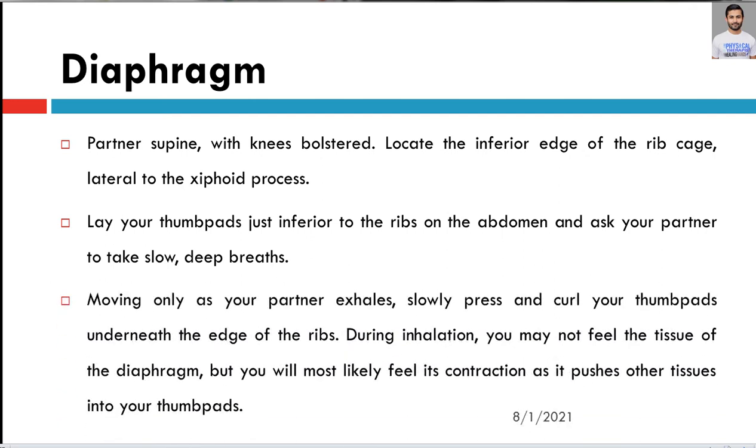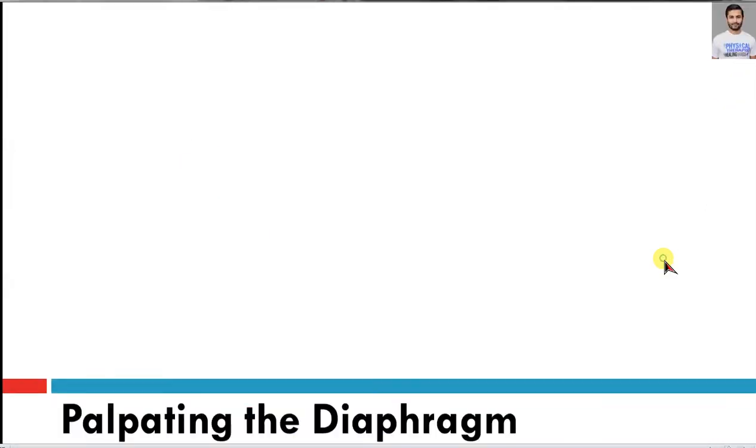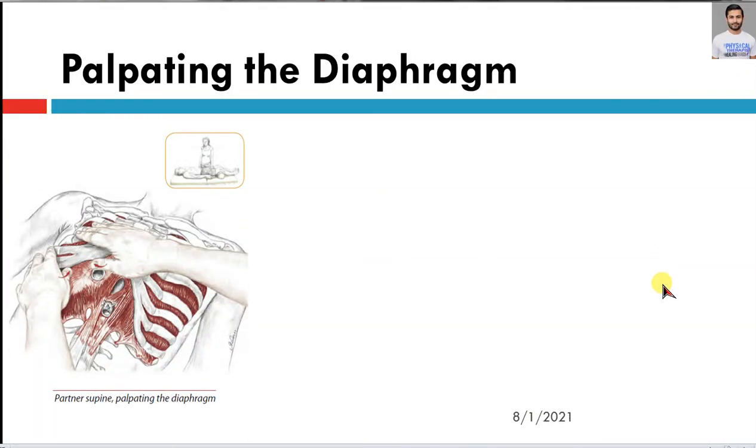With every exhalation, you try to go deep and deeper. So with inspiration and expiration, you go deeper until you feel the diaphragm. Over here you can see that first you need to find the costal margins, and then you ask your partner to take a few normal breaths and then deep breaths.